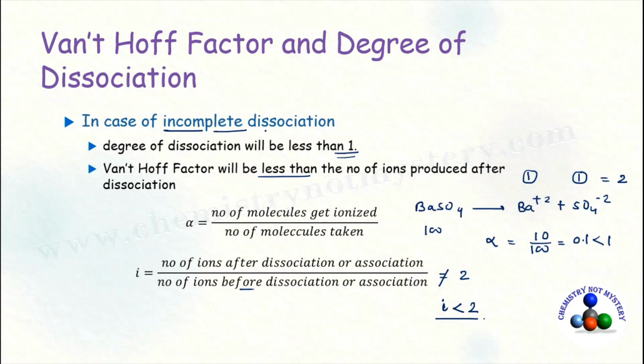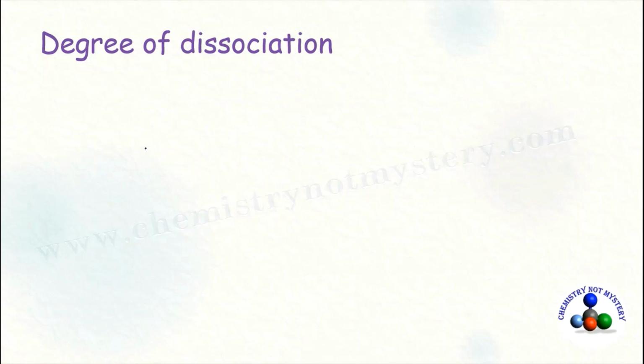Let's establish the relation between degree of dissociation and Van't Hoff factor. Let's take an example of an AxBy type of molecule. When it dissociates, it gives x moles of A+ ions and y moles of B- ions. Initially, there was just 1 mole of AxBy molecule and 0 moles of cations and anions. At time t, when alpha moles of the molecule get dissociated, 1 minus alpha moles of AxBy will remain, x alpha moles of A cation will be produced, and y alpha moles of B anion will be produced.